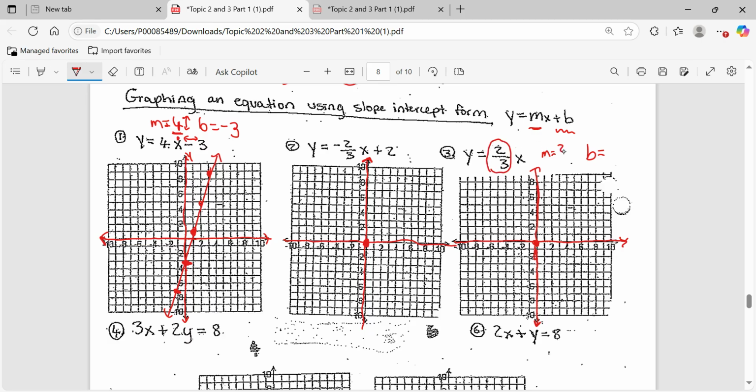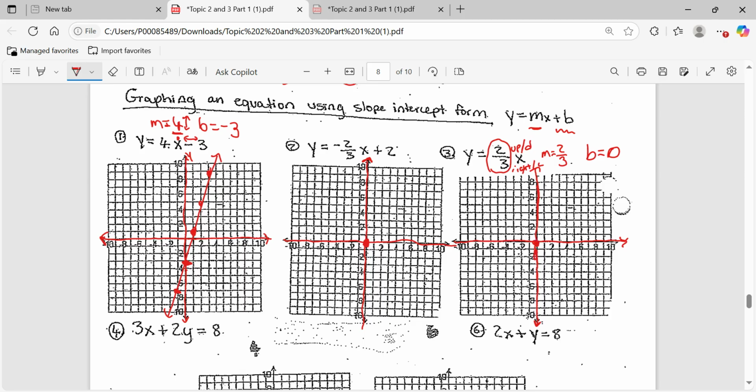So my slope is 2/3, mx. My b is the number out here, and I don't see anything. That means my b is 0. So this number up top tells me how to rise. It's positive 2. I'm going to go up 2. And this is positive, so I'm going to go up 2 and then right 3. Keep in mind, if I can't go up, I'm going to go down. And if I can't go right, I'm going to go left.